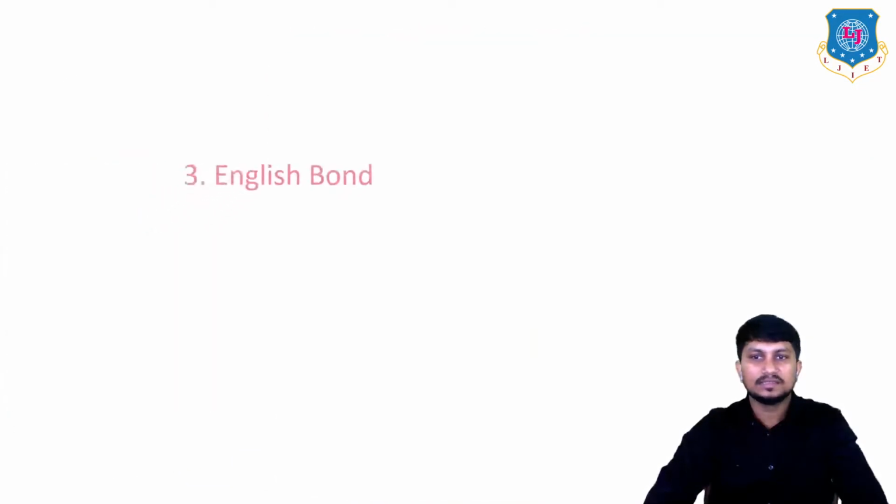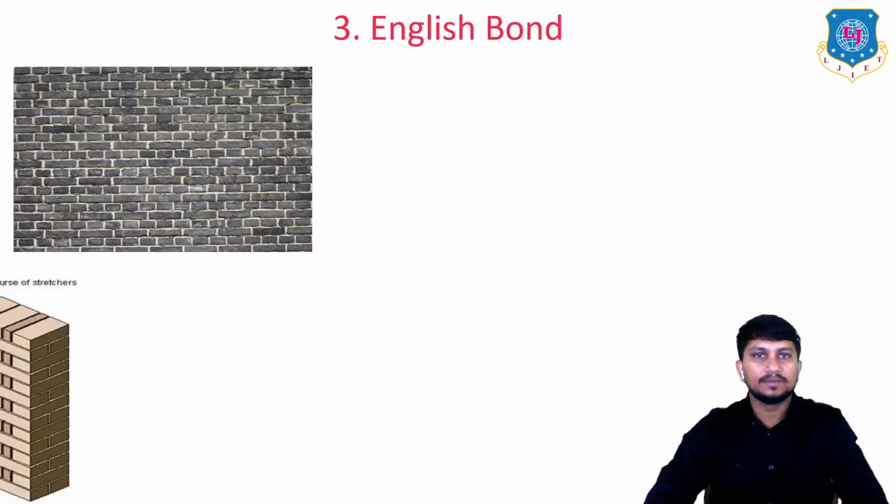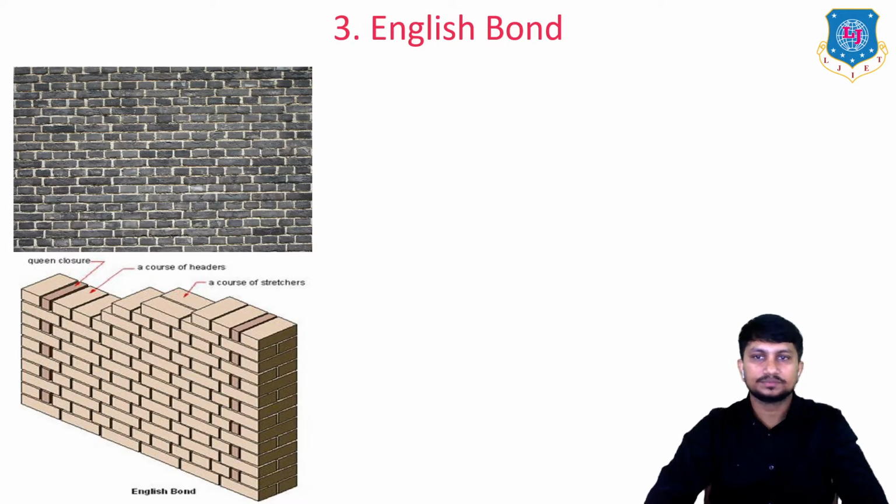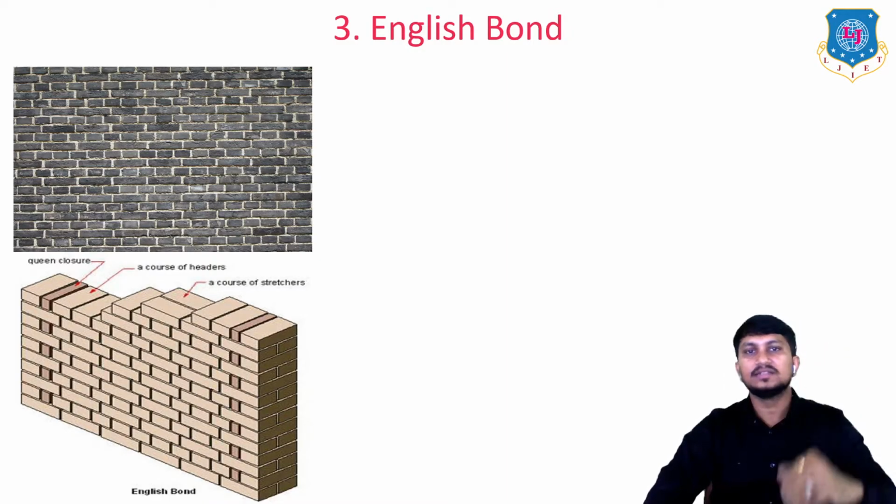Now let's see the third type, which is English bond. This is how English bond looks like. In English bond, one layer is made with stretchers, the other layer is made with headers, then stretchers, then headers, etc. To avoid vertical joints in one line, queen closure is provided at alternate courses.